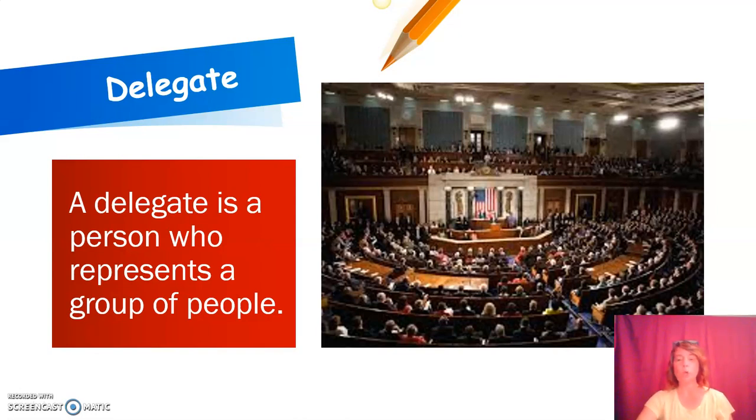This is a room full of different delegates in this picture. They were all voted on by different people from different states. And these are all delegates that represent all the different people and all the different states of our country to help run our government.